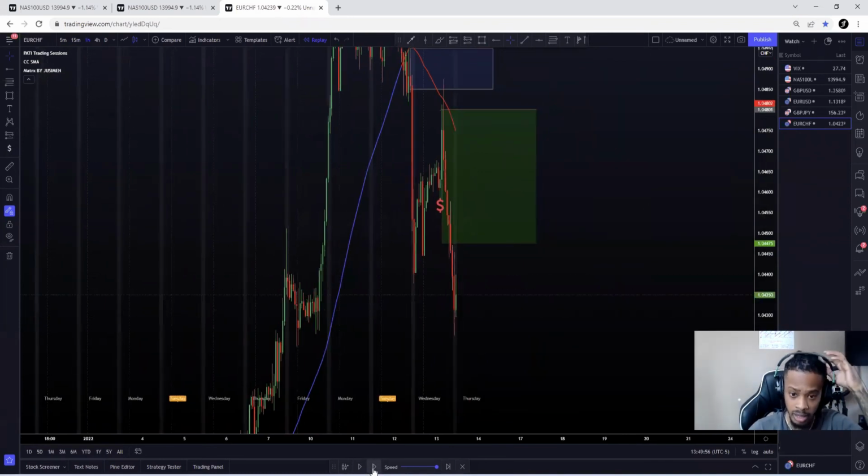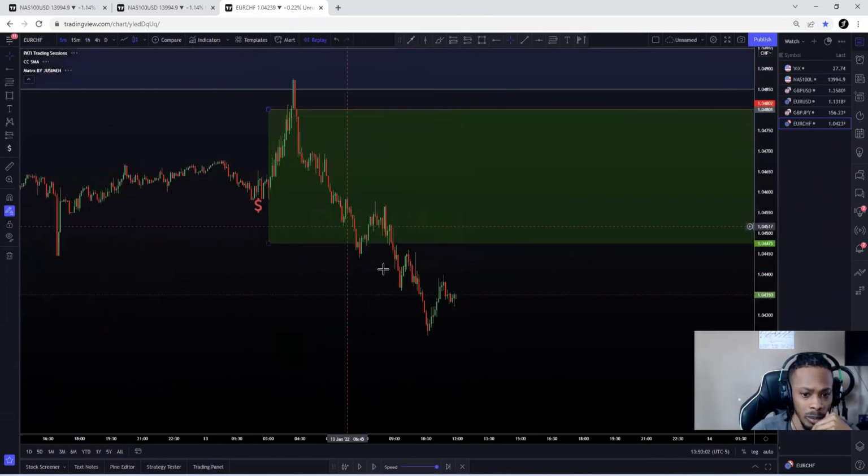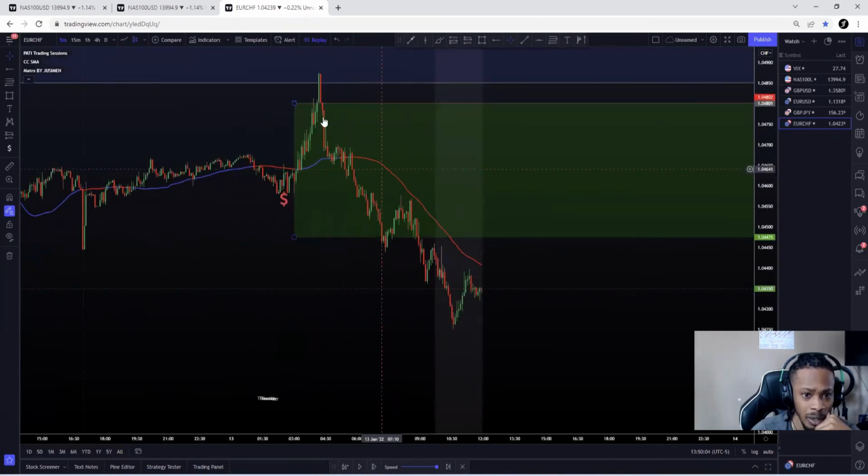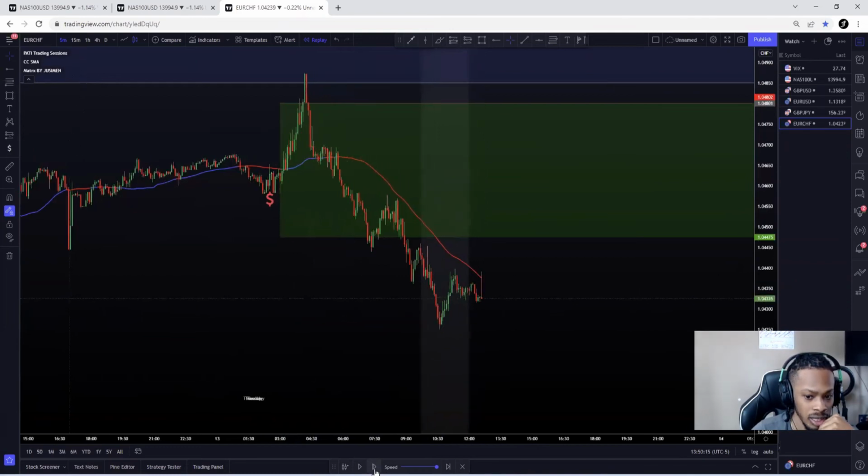Oh man, this is crazy. I would probably just get out at this swing low. Again, we don't know that this is going to be an explosive move like this. And what time of day is this? This is actually London session. That's crazy. So this drop happened and then it kept going all the way through New York.